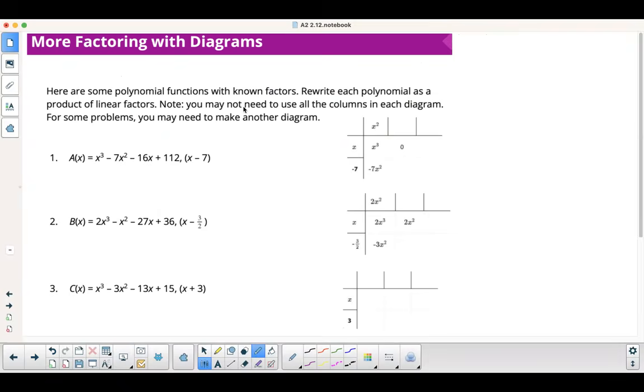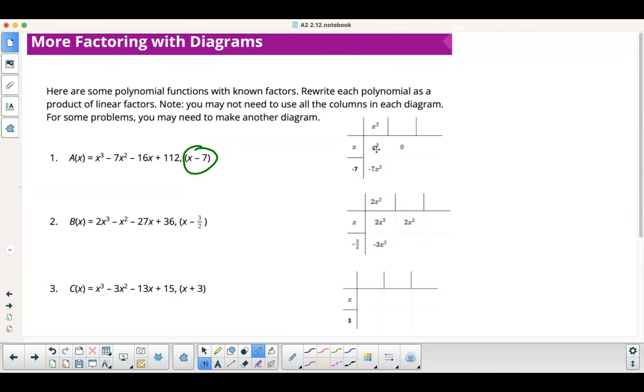So here are some polynomial functions and known factors. Rewrite as a product of linear factors. Note, you may not need to use all the columns in each diagram. For some problems, you may need to make another diagram. So we know that this is x minus 7, so we put one of the factors on the side. And then here's the thing, x cubed.